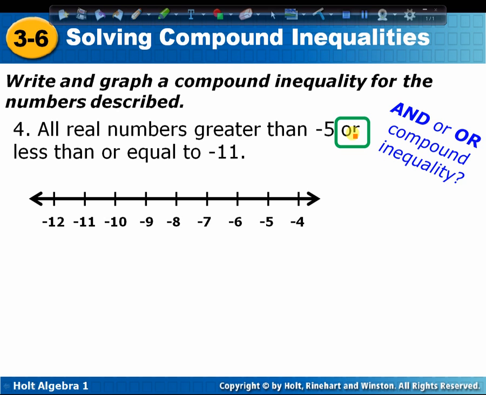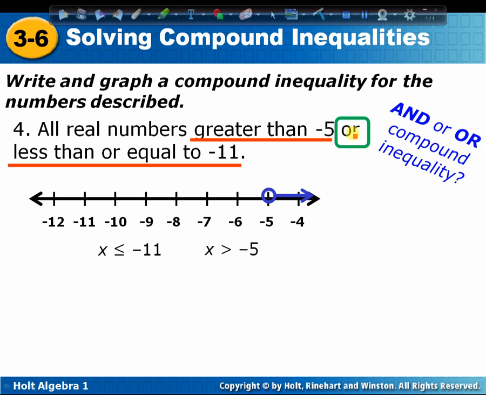Alright, we're going to start with the greater than -5. So it's x is greater than -5 when I write it, which means it's an open circle and it's shaded to the right. Then it says or less than or equal to -11.